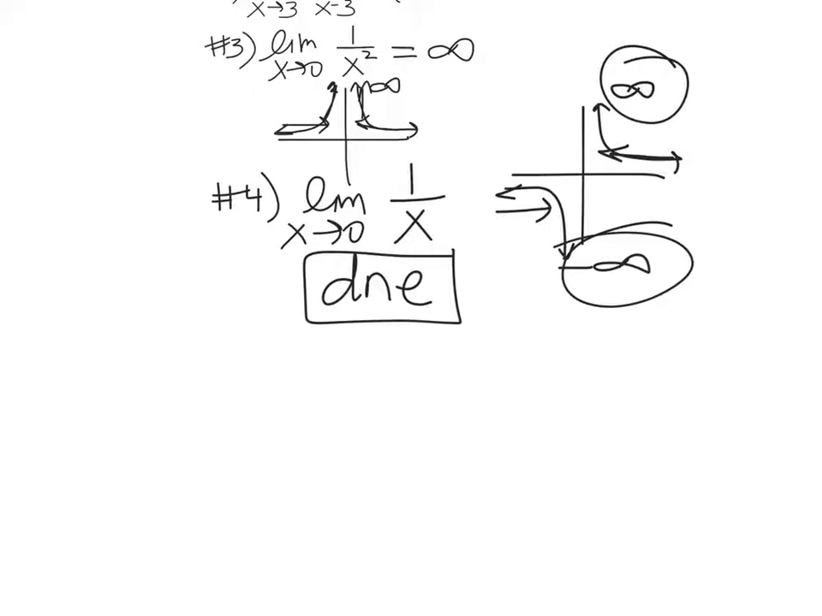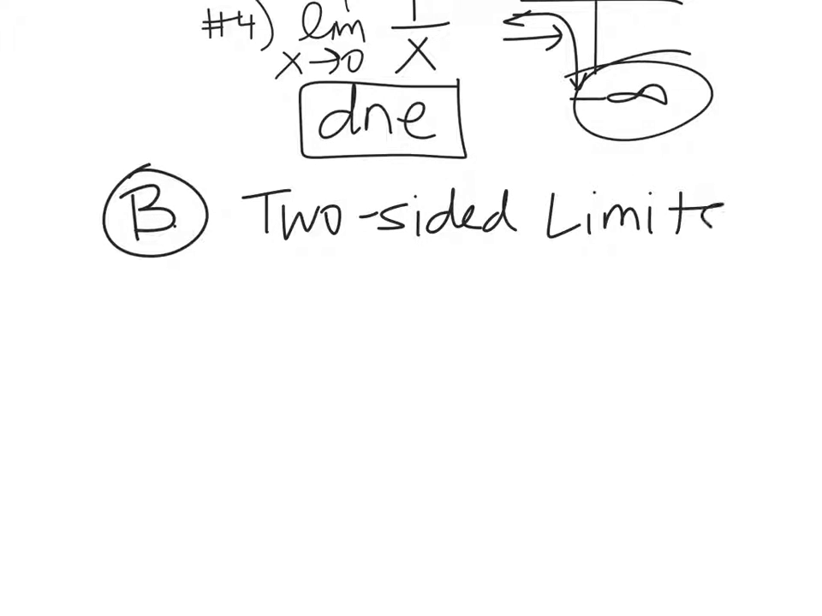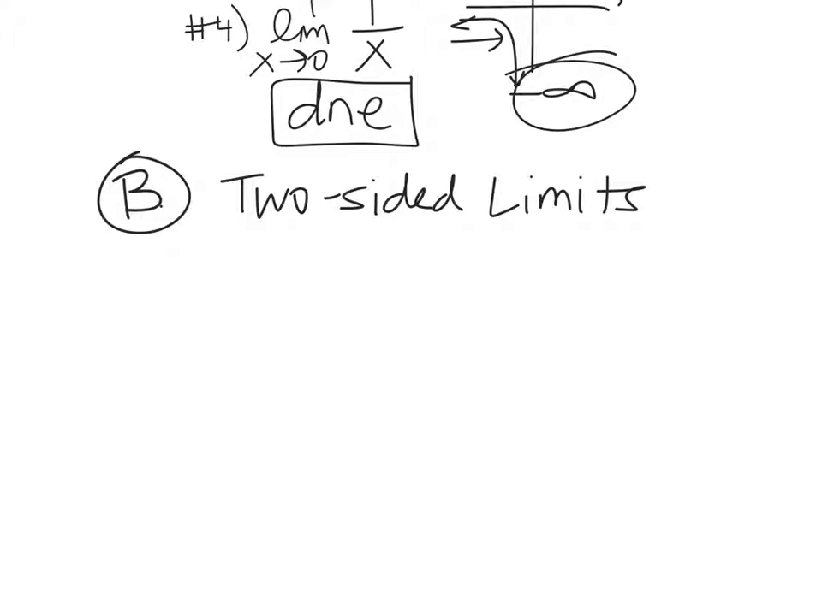All right. So that brings us to part B, which is our second and last part of the day. We're going to talk about two-sided limits. Nope. Two-sided limits. All right. In your book, you have a theorem. It's called Theorem 3. It really is. You don't need to know what the number is. But this is what it says.